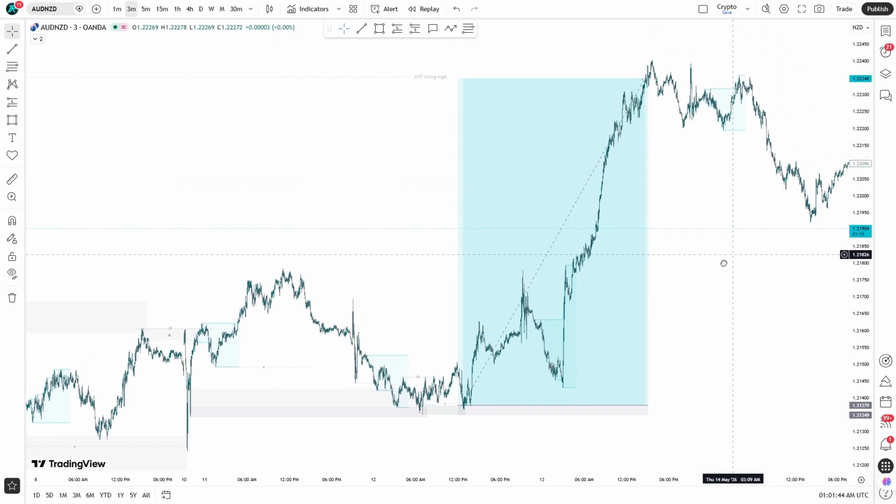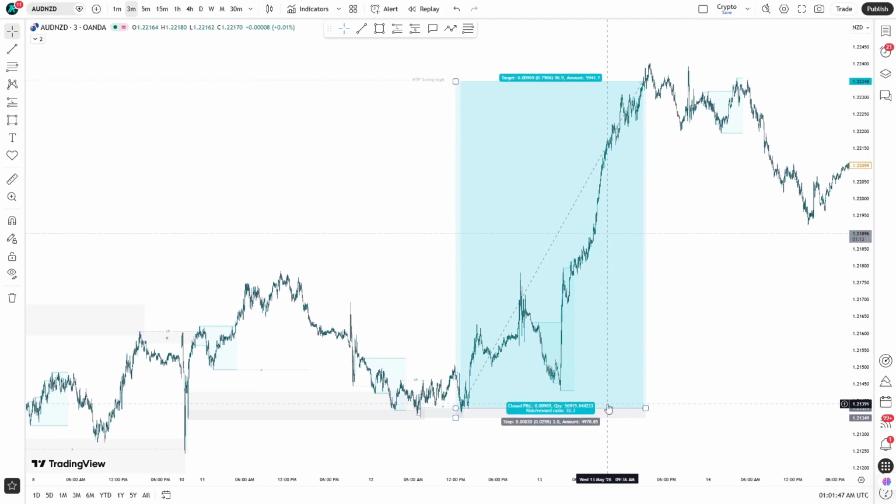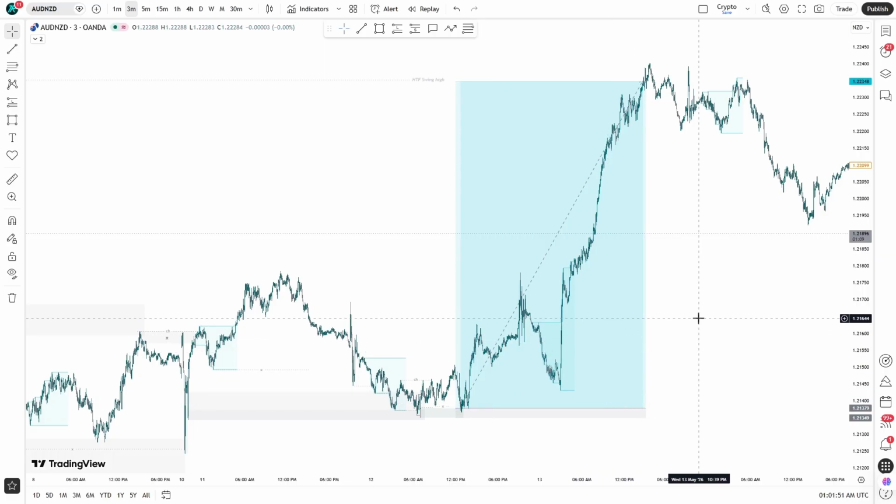So that gave us a total trade of 1:32. That's a very nice trade. Taking profit at a high time frame swing point is very good because that's an area where liquidity is sitting in the market.